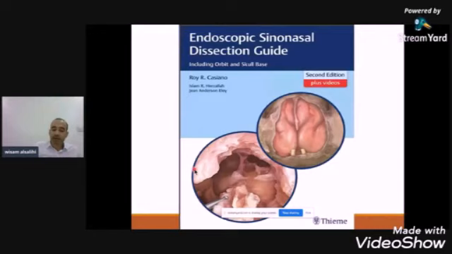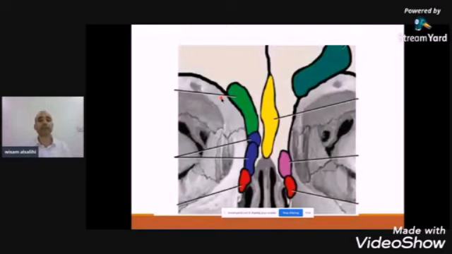Some pictures of the CT sinus in this lecture are from the book Endoscopic Sinus Dissection Guide by Roy Casiano and Islam Herzallah. This demonstrates the whole old classification system.